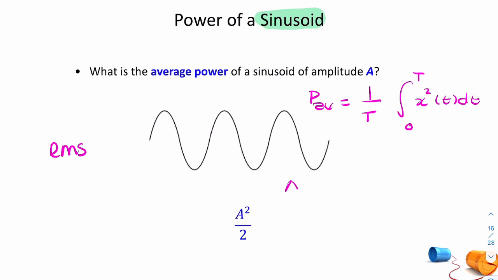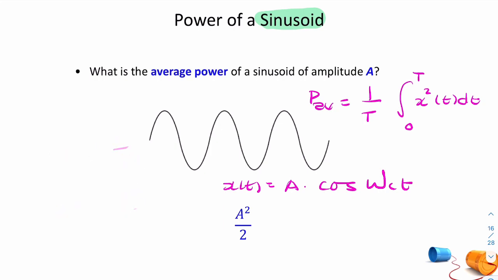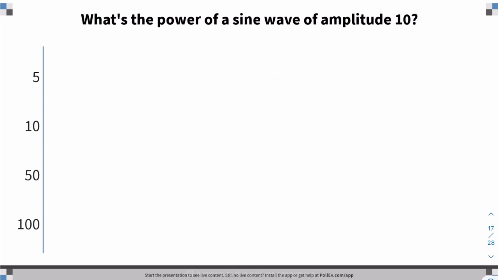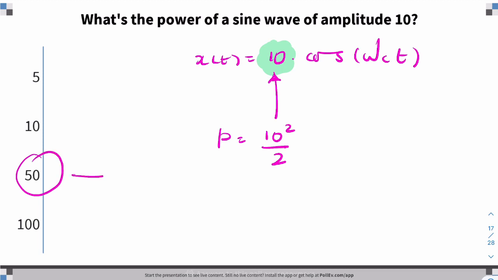So that's similar to saying that it's the RMS value. So what's the RMS value of, if we said x of t equals A cosine omega c t? Then the RMS value would be A over square root of 2. So RMS, the R stands for root. So the mean square value is A squared over 2. Okay, so if we had a sine wave of amplitude 10, so if x of t was 10 cosine omega c t, then the power of this signal would be related only to the 10. It wouldn't have anything to do with omega c, so the power would be 10 squared over 2. All right, so that would be your answer.